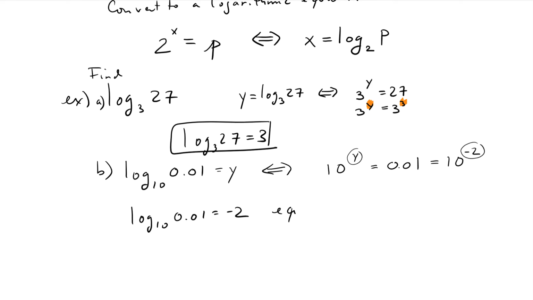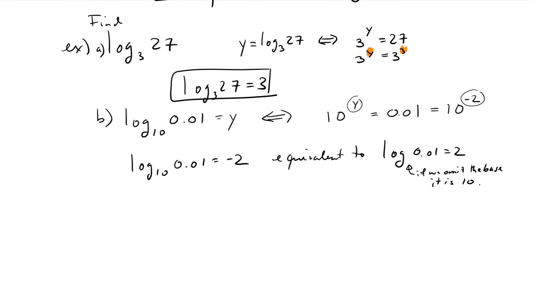So this is equivalent to just writing log of 0.01 equals minus 2. So when we omit the base, automatically it's 10. Okay, so if we omit the base, it is 10. In fact, there is a button on your calculator, log, and that's just log in base 10.